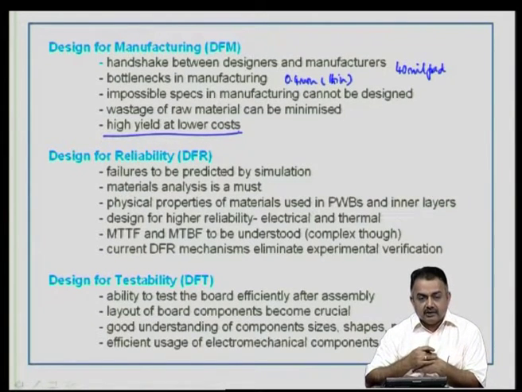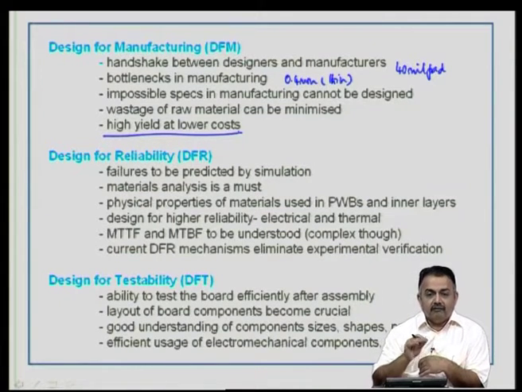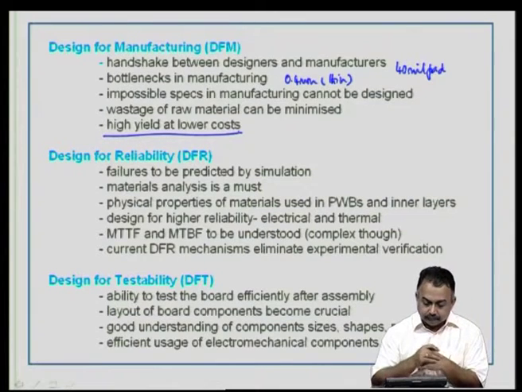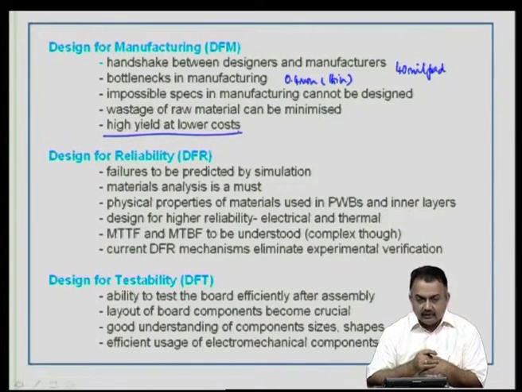Material analysis is a must. So, make sure you are choosing the right materials. The physical properties of materials used in printed wiring boards and inner layers in a multi-layer board or a sequential build-up technology board have to be very carefully considered, including thicknesses and so on. Design always for higher reliability.